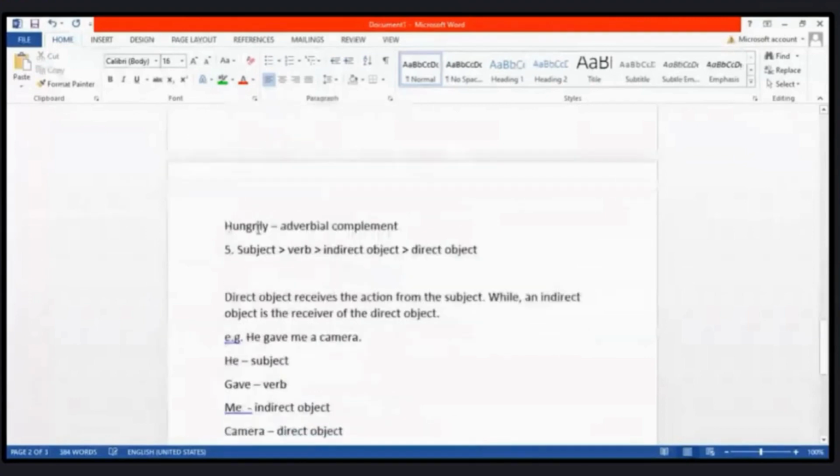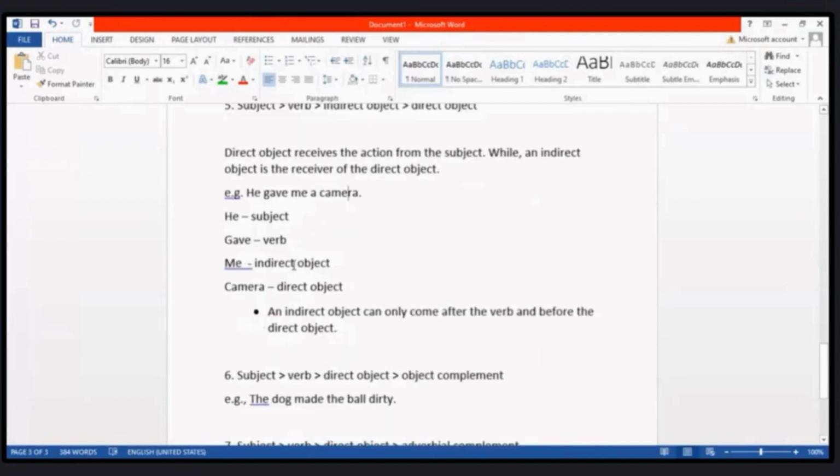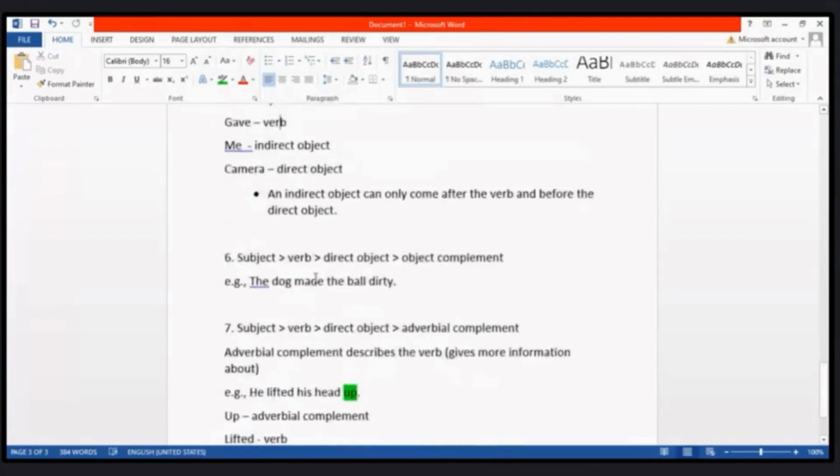Next we've got subject, verb, indirect object, and direct object. So once again, the direct object receives the action from the subject, while the indirect object is the receiver of the direct object. He gave me a camera. So he is the subject, gave is the verb, me is the indirect object, and camera is the direct object. Then we've got the sixth type of syntactic pattern: subject, verb, direct object, and object complement.